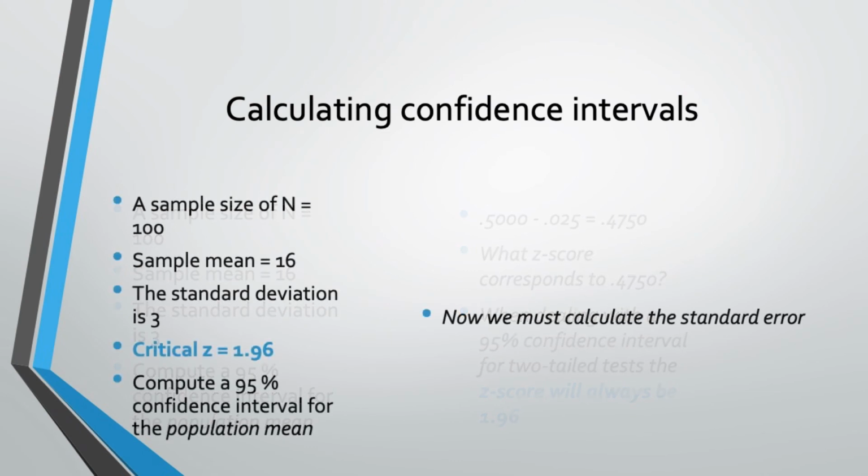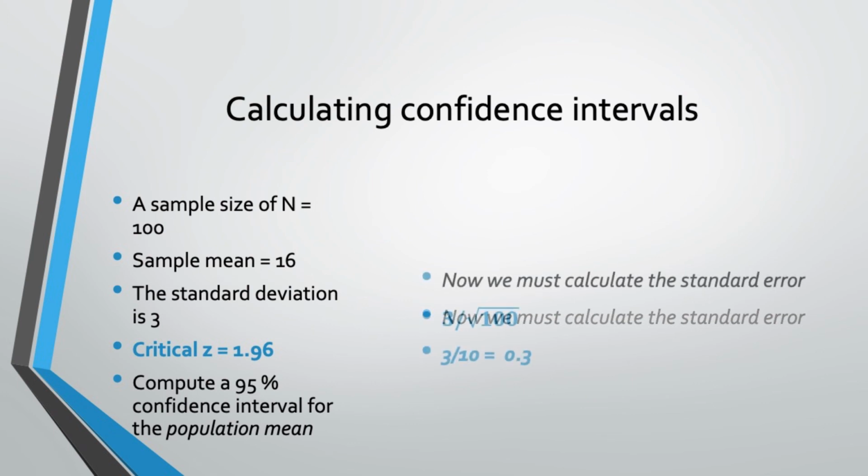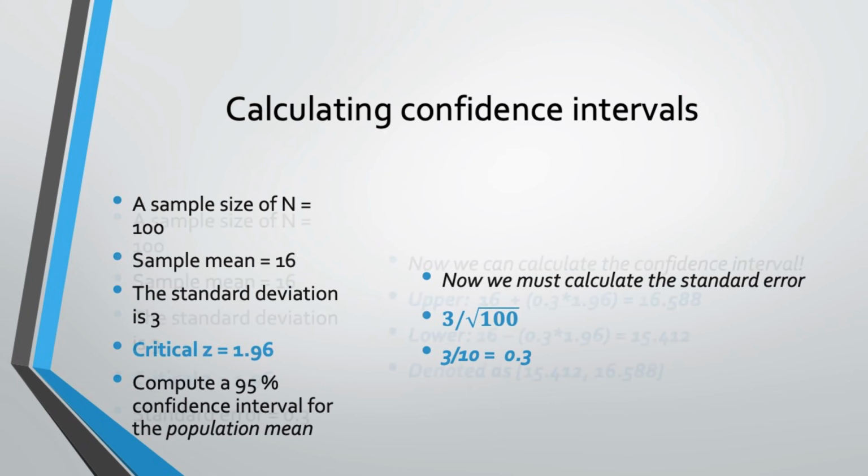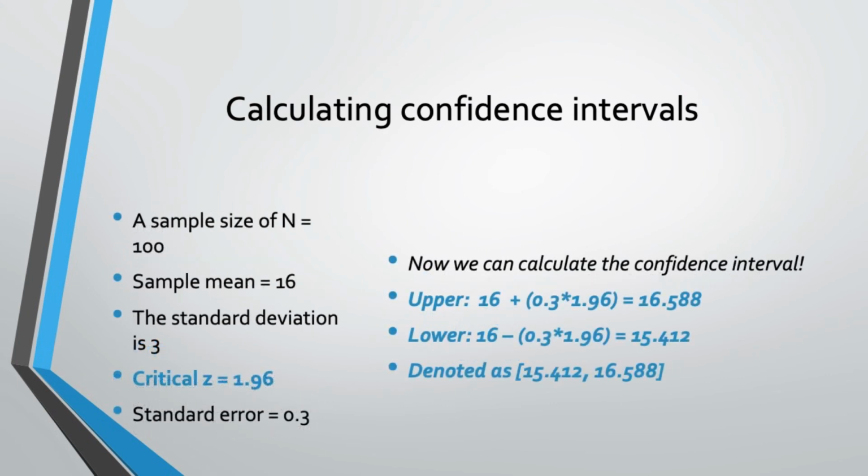The next thing that we have to do is calculate the standard error. We know that that is the standard deviation divided by the square root of n. So we end up with 3 divided by the square root of 100. 3 divided by 10 equals 0.3. So that is our standard error. And now we have absolutely everything that we need in order to calculate a confidence interval.